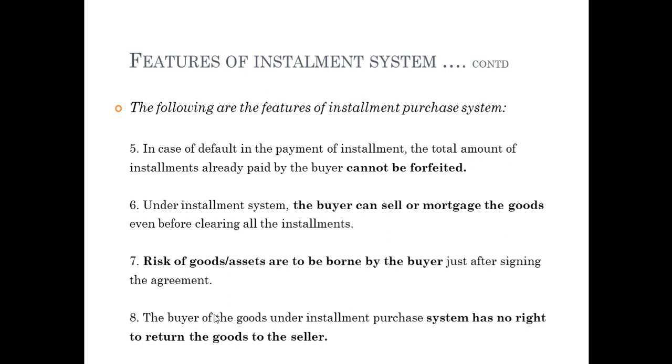The last point, the buyer of the goods under installment purchase system has no right to return the goods to the seller. After using it for some time, unlike hire purchase, he cannot return the goods and take back the money or pre-close the agreement. So he has no right to return the goods to the seller because he has already become the owner of the goods. Okay, these are the various features of the installment system.